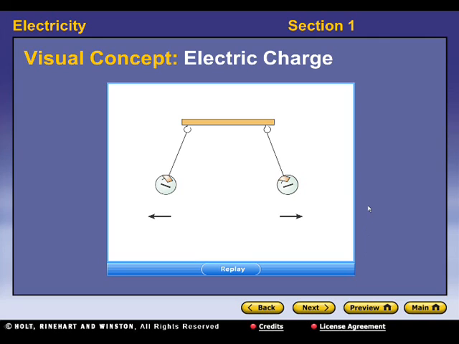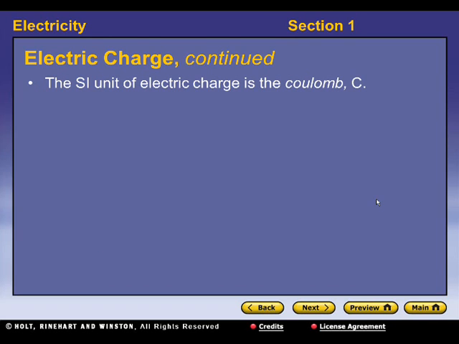Okay, so you see that when suspended, with no other forces acting on them except for gravity, they'll go apart. If they're like charges, either both positives or both negatives, they'll spread apart. And if they're opposite charges, they will attract each other.